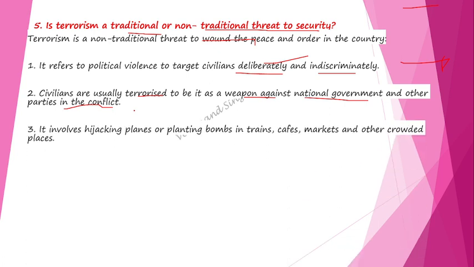The next point is that it involves hijacking planes or planting bombs in a train. Generally, it happens in cafes, markets and other crowded places. Bombs are set up in trains, planted in cafes and markets, and it also involves hijacking planes.